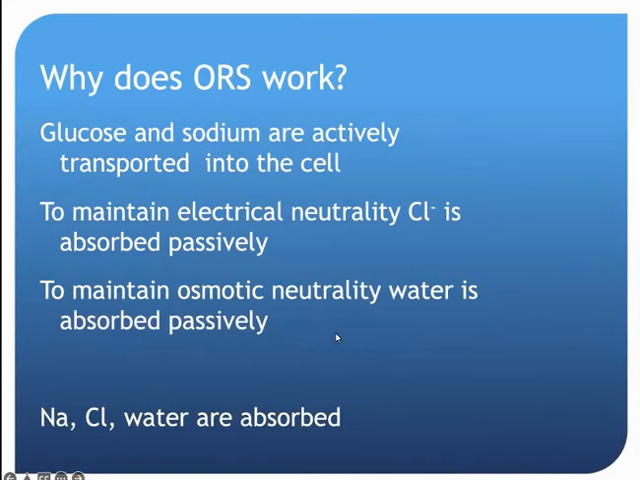So, what is oral rehydration fluid and how does it work? The principle behind it is that you put glucose and sodium into your fluid. These are actively transported from the gut into the cell, and they maintain electrical neutrality, allowing chloride to be absorbed passively. And because you've got osmotic neutrality, the water is absorbed passively, and therefore you're rehydrating.